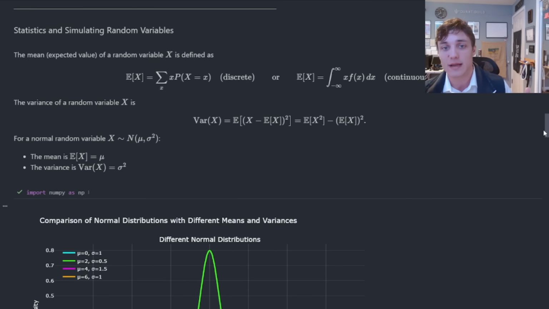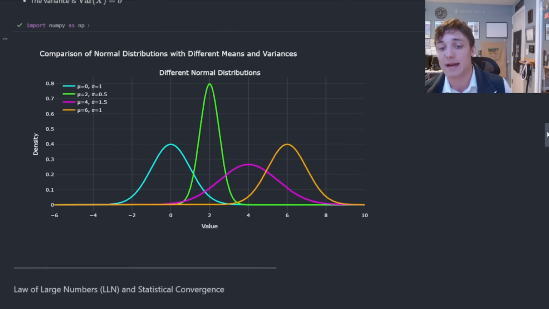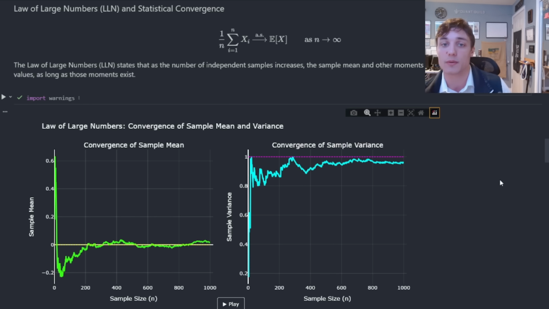Because remember, take a look at the definition of variance. It's in terms of the expectation. Well, if the expectation converges to a single value, then the variance is going to converge to a single value. And as is the case with the higher order moments as well, if we take a look at skewness, kurtosis, so on and so forth.